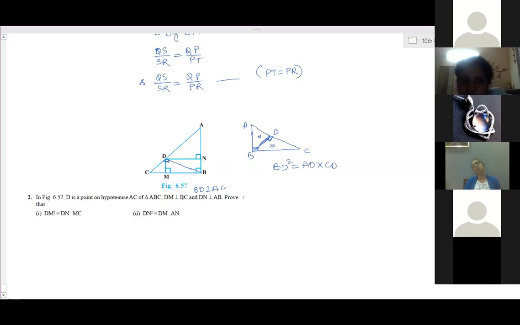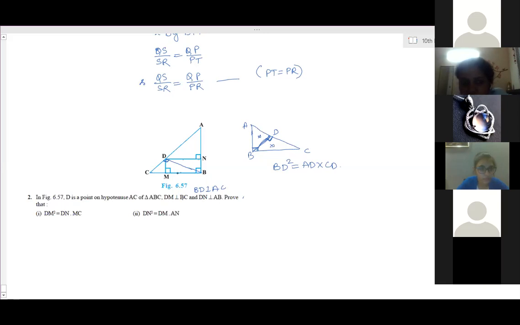The same thing is here. DM square is equal to CM into BM is needed, right? We will get that. But what they are asking is CM into DN. So BM and DN we have to show equal. Are they equal?